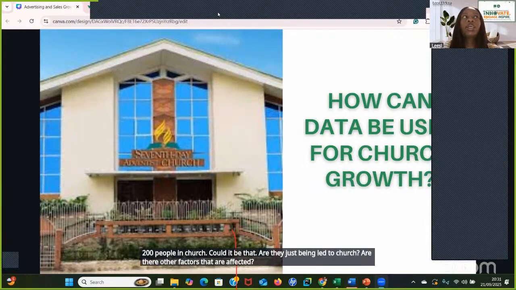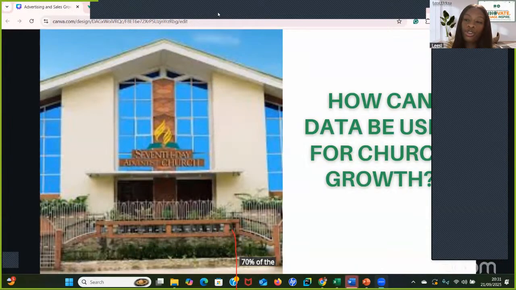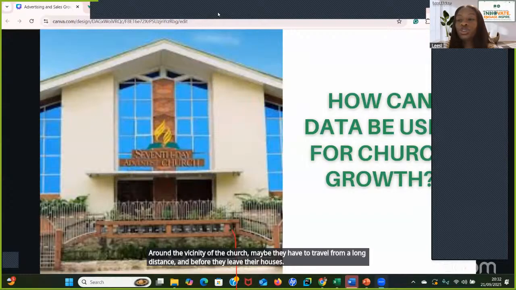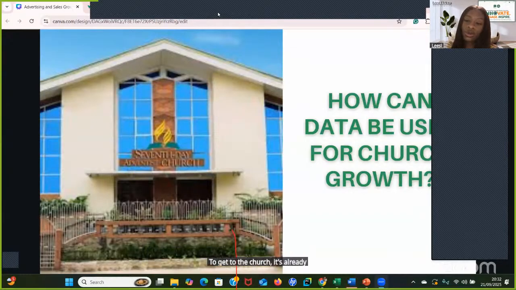Are there other factors that affect it? Could it be that 70% of the church members do not live around the vicinity of the church? Maybe they have to travel from a long distance, and before they leave their houses to get to the church, it's already late. Could that be a factor?